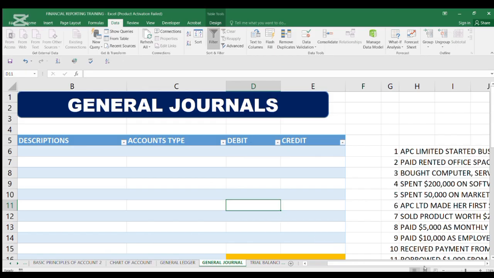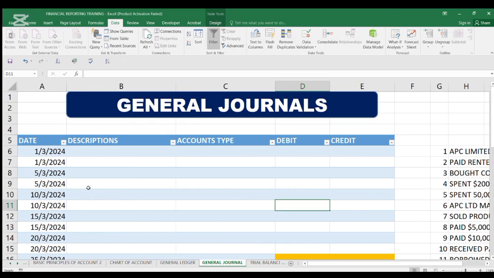So the first transaction said that APC Limited starts a business on the 1st of March 2024. So what it means is that you have this money, cash account, and this money is a startup capital. The money is starting up capital. The money belongs to the owner. It's owner's equity. It is referred to as owner's equity. Owner's share of the business is what they start with. And this money is in cash, not in bank.